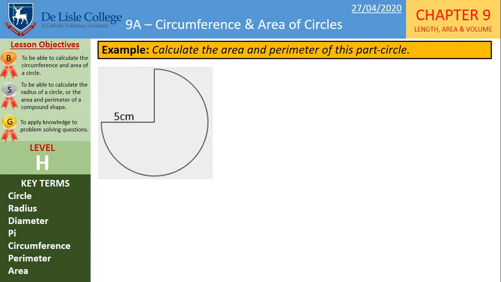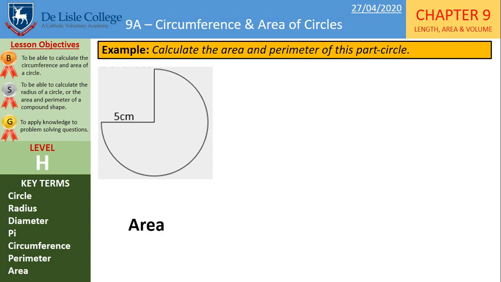Okay, so we're now going to have a look at some shapes that are part of circles. So here we can see we've got 3/4 of a circle, and we want to calculate the area and perimeter of this. We're going to copy this into your exercise books, and it's really useful to have a sketch with this so you can see what you are doing.